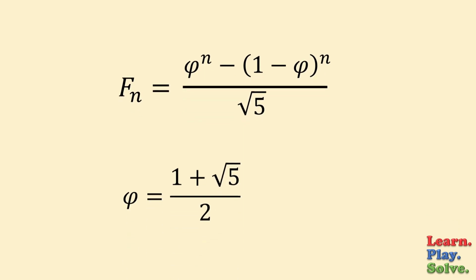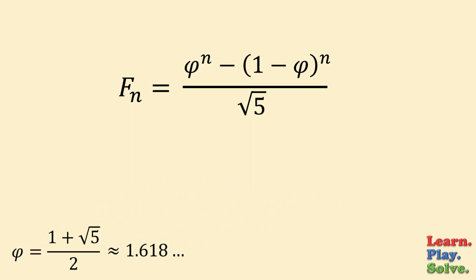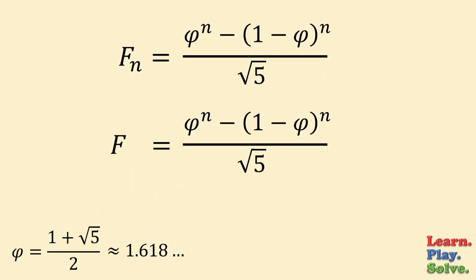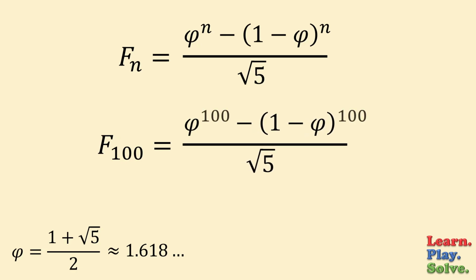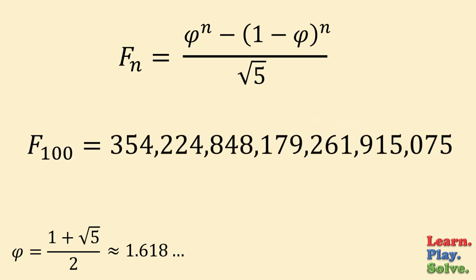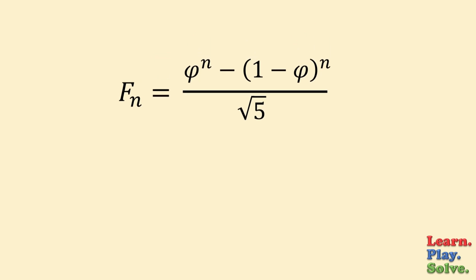With phi being such an irrational number like this, the formula can get pretty messy. I recommend using a calculator. We can find the 100th Fibonacci number by plugging in 100 for n. This comes out to exactly 354 quintillion, 224 quadrillion, 848 trillion, 179 billion, 261 million, 915,075. If you're a honeybee, that's a lot of Christmas cards to send out every year.